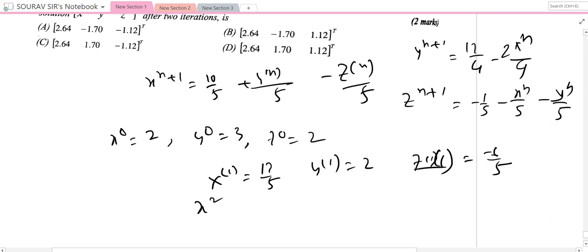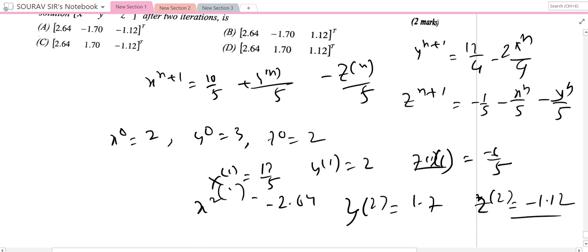So this value is 2.64, 1.7 and this is minus 1.12. So comparing this, C is the answer.